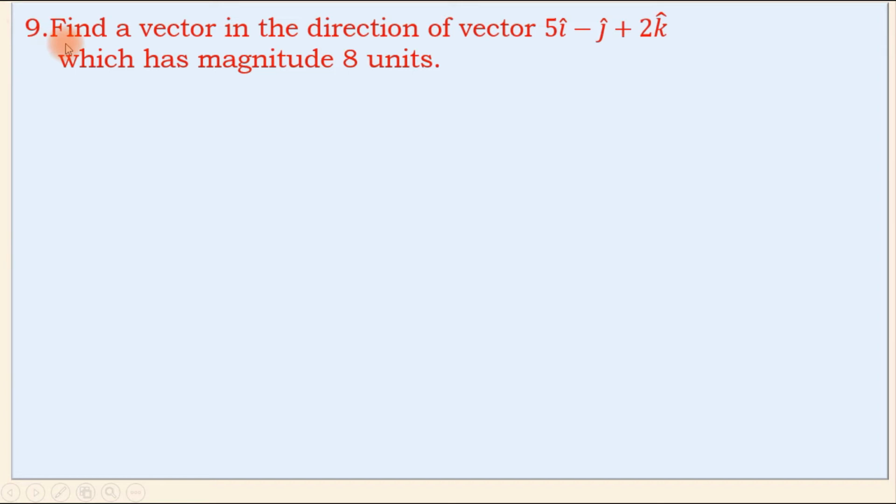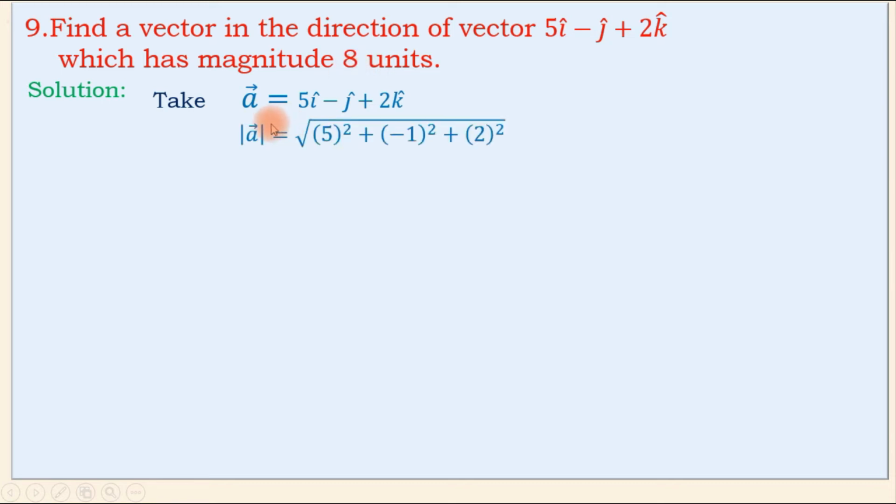Next, problem number 9. Find a vector in the direction of vector 5 i cap minus j cap plus 2 k cap, which has magnitude 8 units. So, take A vector, find its unit vector, then the required vector with magnitude 8 units is the unit vector multiplied by 8. So find magnitude of A vector, that is square root of 5 square plus minus 1 square plus 2 square, that is root of 30.